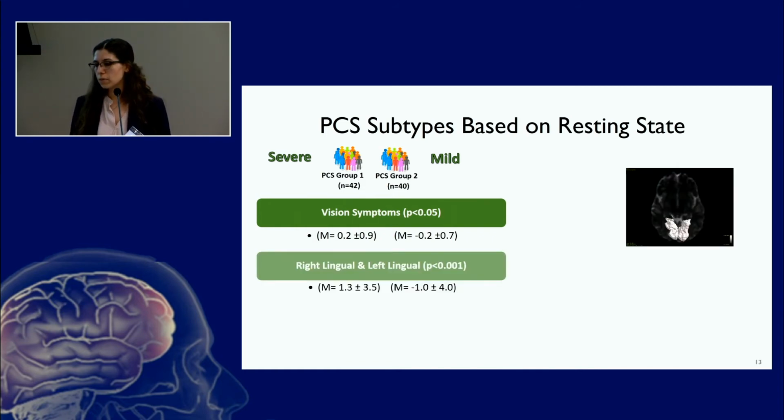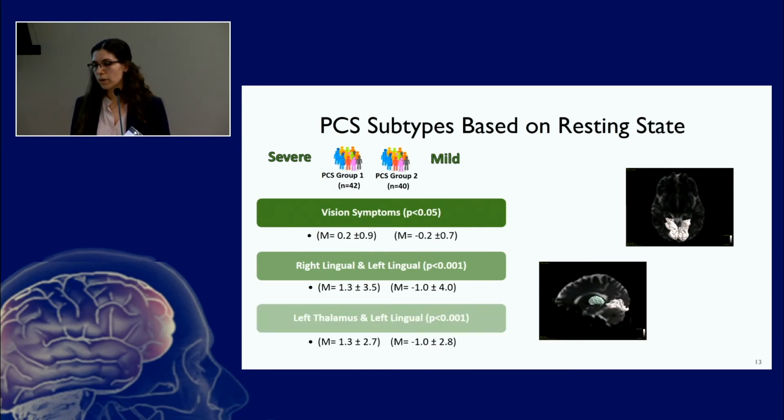The other difference was the functional coupling between right lingual and left lingual, which was also significantly higher in the severe group. It might be some sort of a compensation mechanism that we see in those patients. The other one was again, higher activation between left thalamus and left lingual.